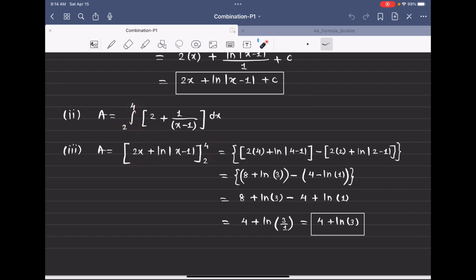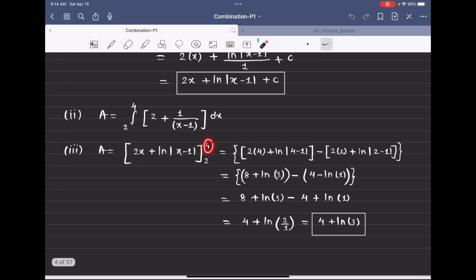When you solve for this, you first substitute the x value as upper limit wherever x is there. So 2 times 4 plus ln 4 minus 1 bracket complete, minus, when you substitute lower limit, middle sign is minus. So minus 2 times 2 plus ln of 2 minus 1. 2 times 4 is 8. Ln of 4 minus 1 is ln 3. 2 times 2 is 4. Ln of 2 minus 1 is ln 1.